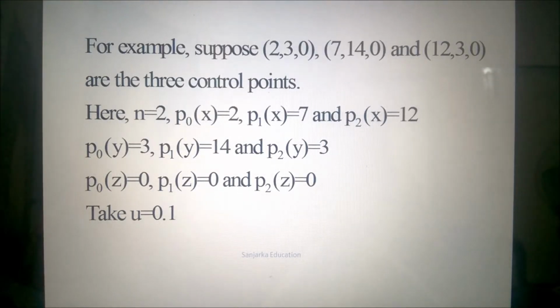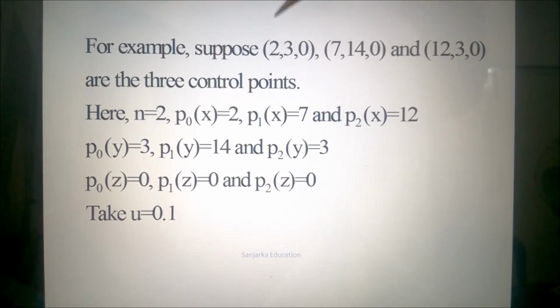Now let me take an example to illustrate the Bezier curve. Here I have taken three control points and I have made the z coordinate 0, so that the curve will become a two-dimensional curve and it will be easier to understand. Therefore, I made the z coordinate 0.